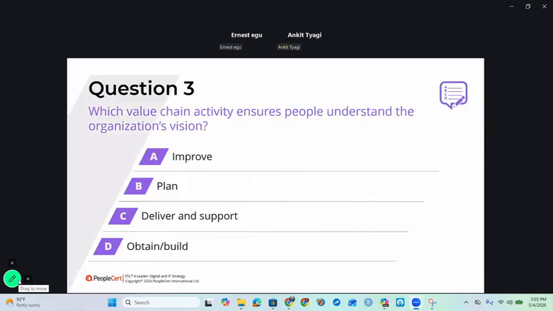Which value chain activity ensures people understand the organization's vision? This question is coming from foundation level. Well, of course, plan it is.